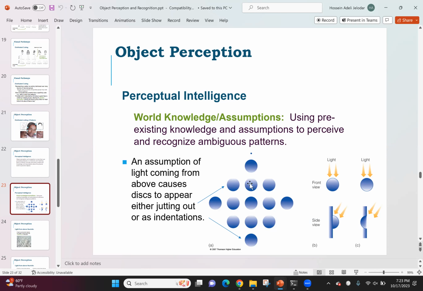So you're perceiving these as convex, right? They're coming out of the screen. They're coming toward you. But why do you perceive them that way? These are on two-dimensional spaces. How about these? With these, you perceive as if there is an indentation in the screen. Why do we perceive them that way?